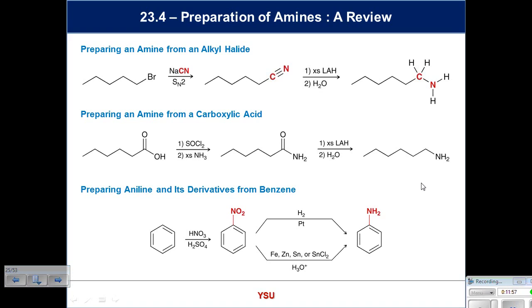Go back and look at your ortho-para-meta stuff, or the idea of activating, deactivating substituents for the final. Nitration using nitric acid, sulfuric acid, which I think you've done yourselves. Put a nitro group on, and then you can get rid of it by reduction. And all of these conditions work. I prefer at the bottom the tin chloride, and then at the top you can do hydrogen platinum, and again that will just give you the NH2 group.